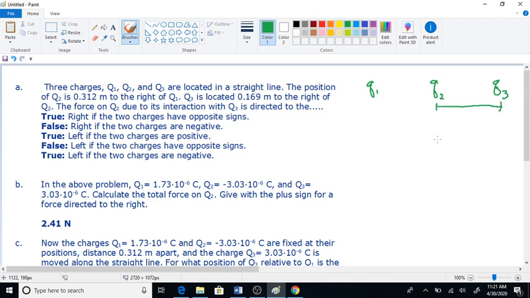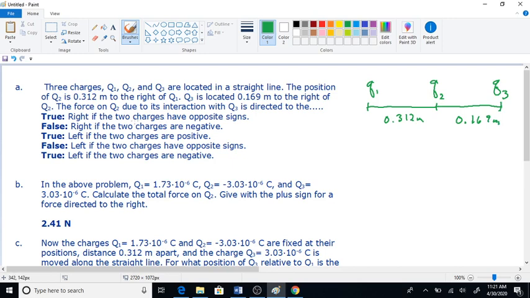So the position of Q2 is, this distance is 0.312 meters, and Q3 is 0.169 meters. Okay, so that's the distance between these. So we don't know positive or negative for part A. They just want to say what if.